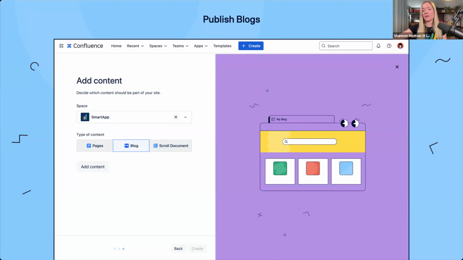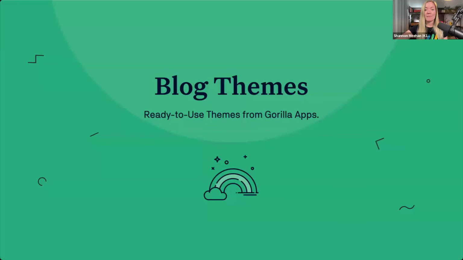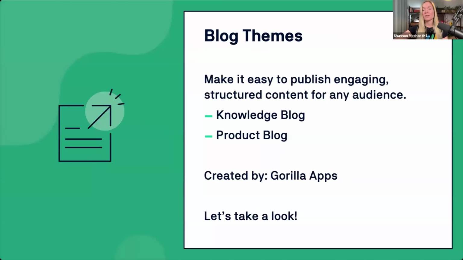And rather than write and collaborate on your content in another system, what if that could all be in Confluence? And even better, what if it could look and feel like a custom website? What if it could look and feel like your brand? And that's where these new blog themes come in. So the themes will make it easy to publish engaging, structured content for any type of audience. Whether you're sharing product updates, release notes, or expert insights, these themes will offer a more optimized layout for readability and discoverability, obviously a bit different from what we have in the Help Center theme.